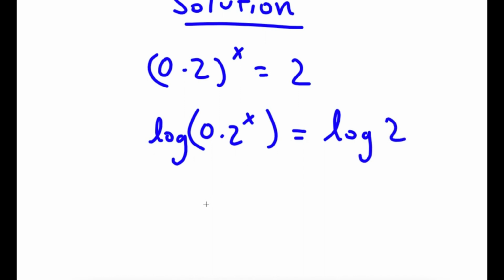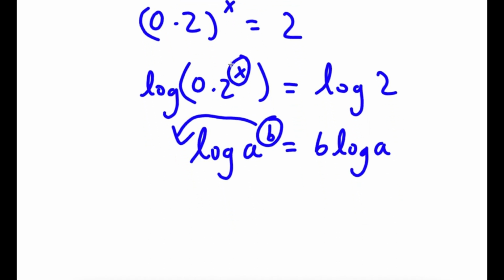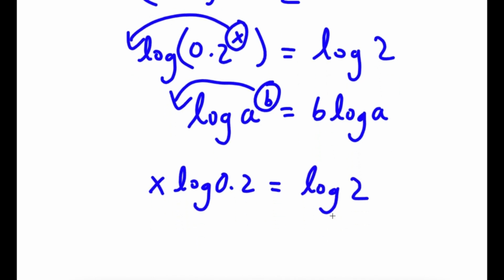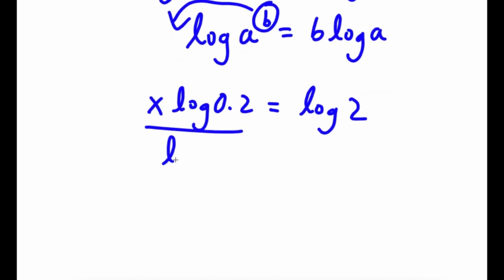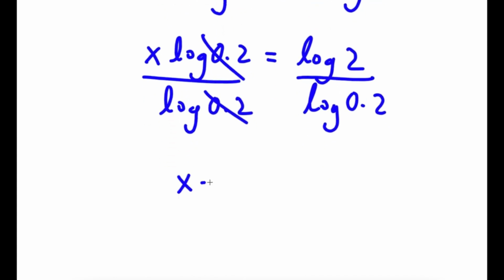And if I have something in the form log a to the power of b, I can actually move this exponent b here to the front. So this is going to equal b times log a. So in this case, I have log 0.2 to the power of x, and I can move x to the front. So now I have x times log 0.2 is equal to log 2. Now if I divide both sides by log 0.2, these two cancel out, and I get x is equal to log 2 over log 0.2.